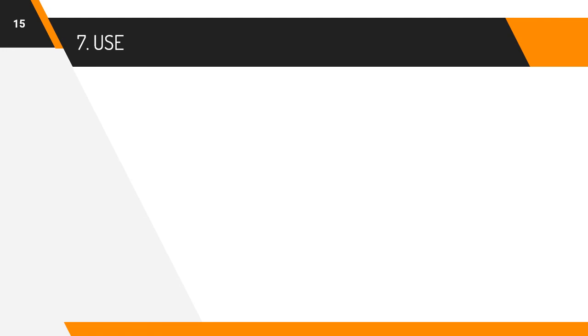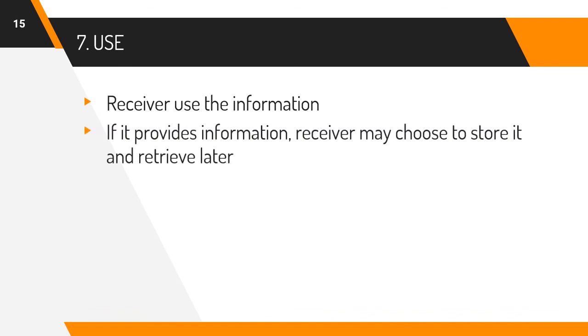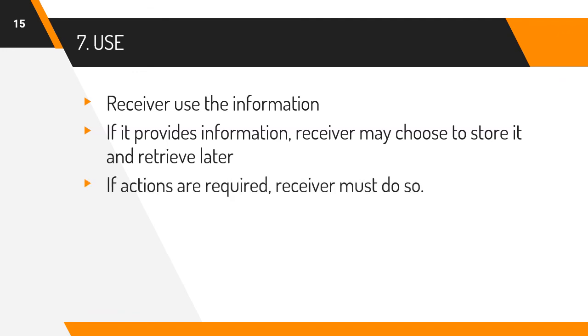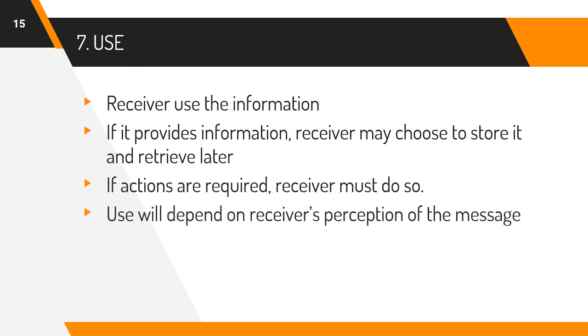The next step is for the receiver to use the information. If the message provides information of importance to a relevant activity, then the receiver could store it and retrieve it when required. If the message requires a certain action to be made, then he may do so. Otherwise, he discards it as soon as it is received. All of these mentioned options will depend on the receiver's perception of the message.